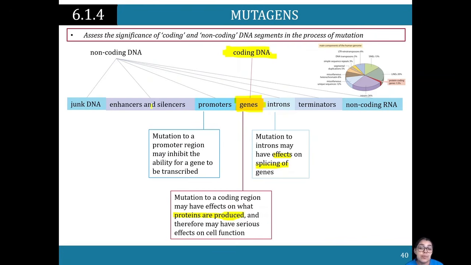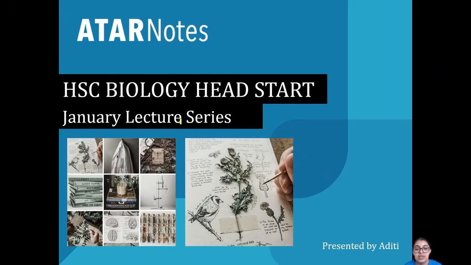Promoters, mutations to the promoter region can actually inhibit the ability for a gene to be transcribed, because remember, those promoters are telling us where to actually start the process, where to actually start transcribing. So if there's an issue here, that will have an effect.